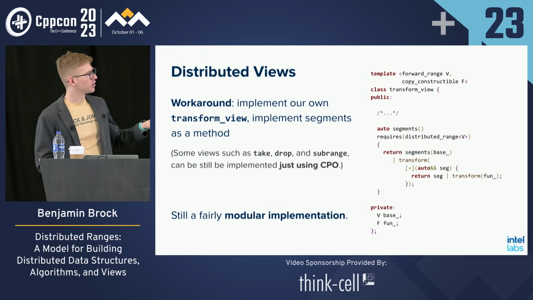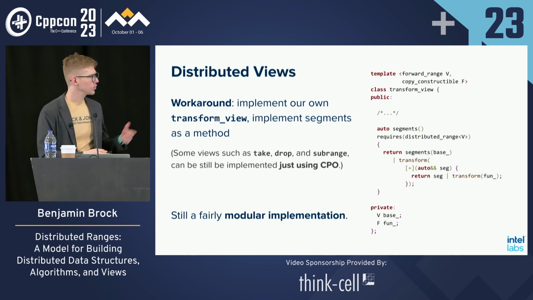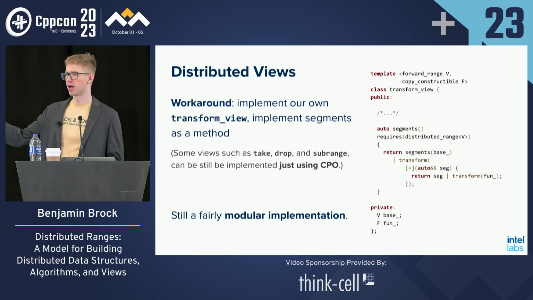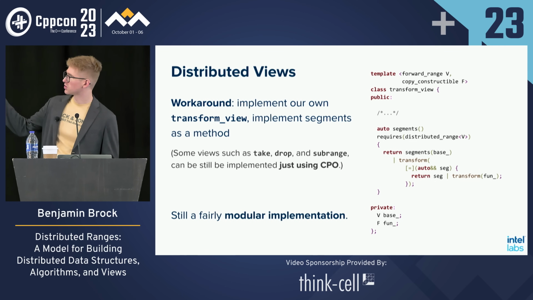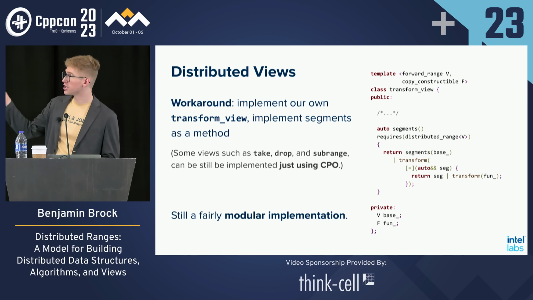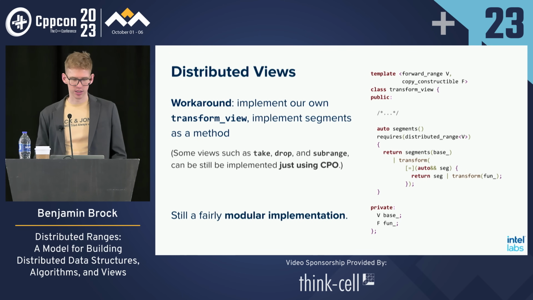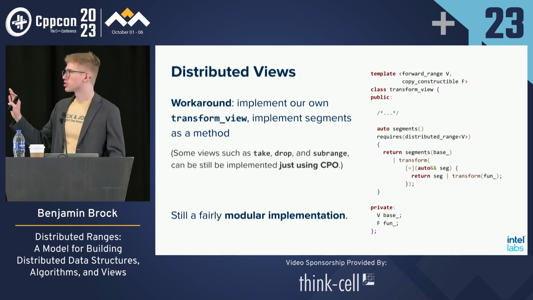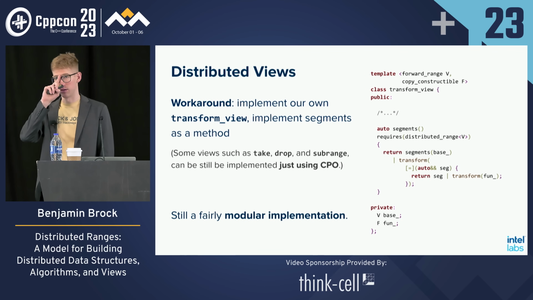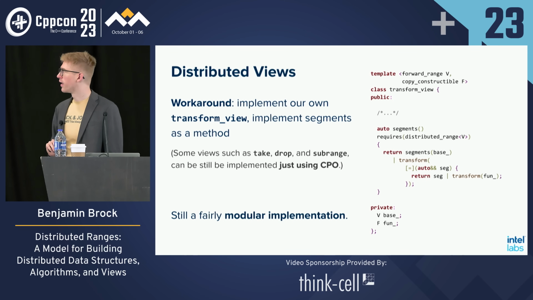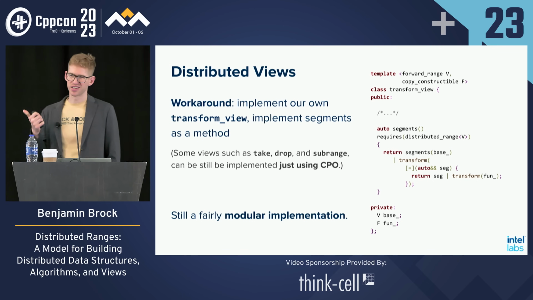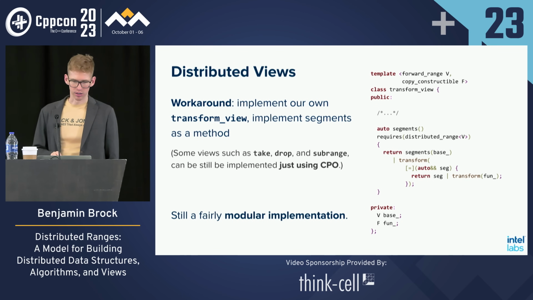But what we do as a workaround is implement our own transform view, where we essentially do the same operation, right? We have a series of segments, and then we apply a transform to each segment using this element-wise function. And since it's our implementation, we have access to it. This is still a fairly modular implementation, and doesn't introduce too much code complexity. There are some other views where we can just use the standard view and then have a segments customization point implementation. For example, things like take, drop, slice, etc.